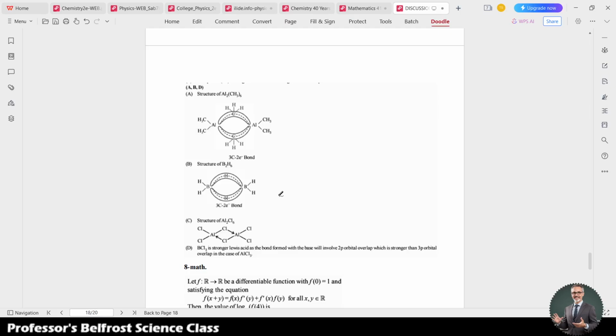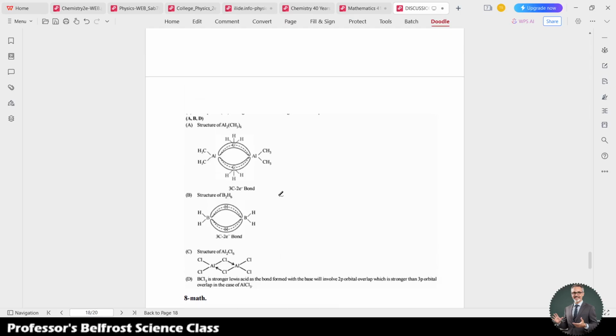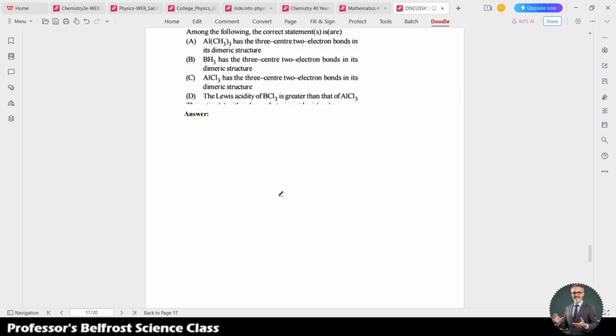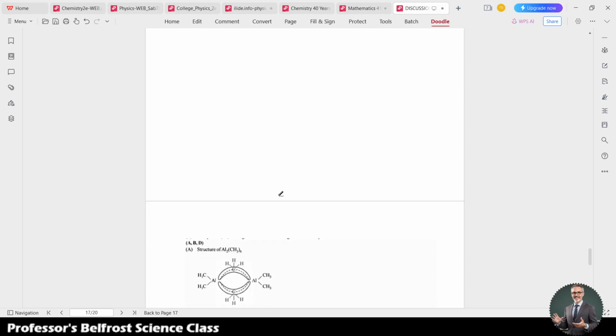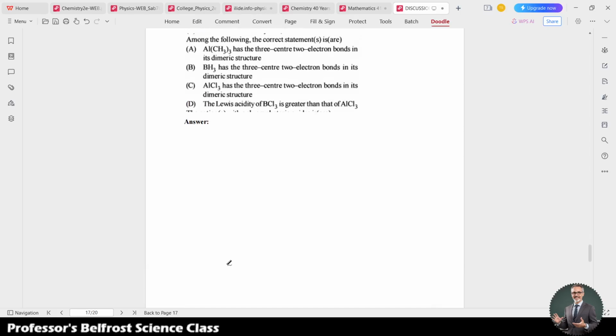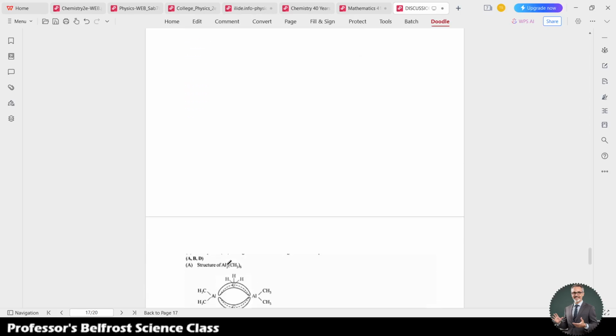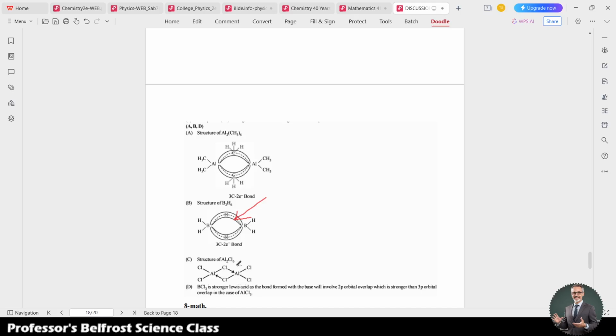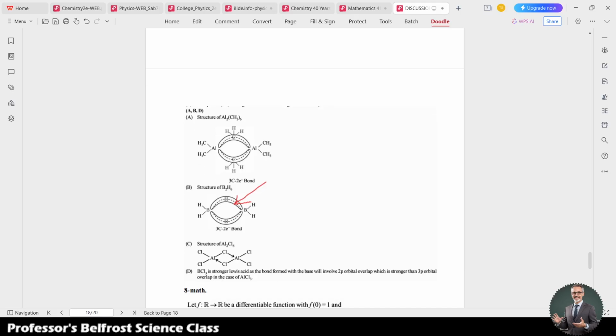Actually the answer is ABD, because C is actually not a 3-center 2-electron bond in its dimeric structure. This is the 3-center 2-electron bond, not the one that is shown like this. You see, 3-center 2-electron, but this is not a 2-electron bond. Yeah, that's all I think.